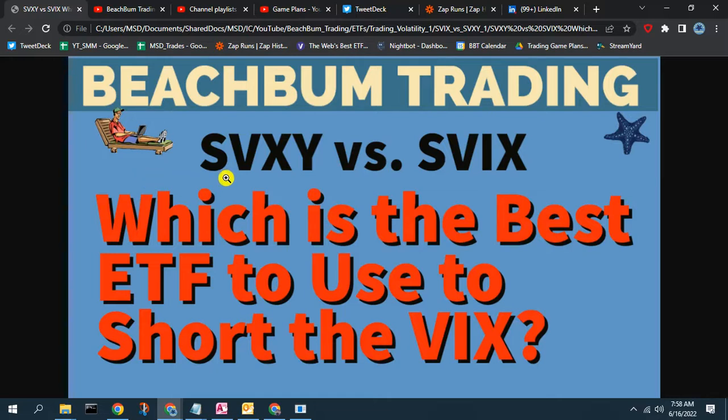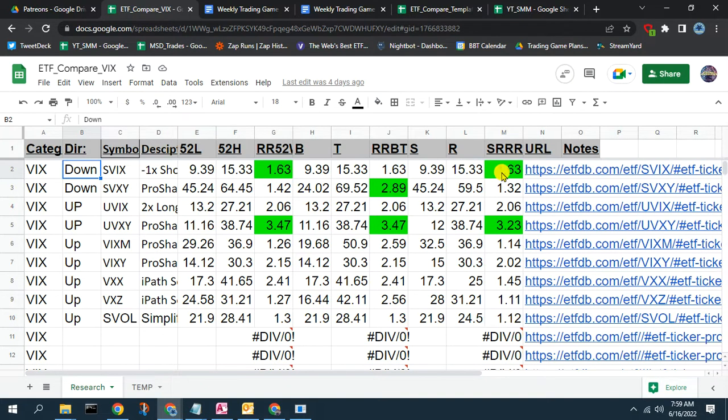Okay, so given all of this information about SVXY and SVIX, their definition, their composition, their rebalancing strategy, etc., as well as their risk-reward profiles, which one should we choose as the best ETF to short the VIX? Well, as we saw, SVIX is a relatively new ETF that could be used to short the VIX, and although its risk-reward profile is a little bit more attractive in the very short term and in the 52-week range, SVXY has been around for a long time, has a good history of performance, and has a better long-term risk-reward profile.